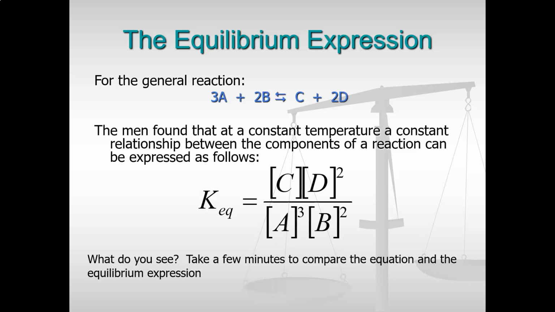If you want, pause; there should be four different things that you pick up on. So pause and see if you can come up with them. Hopefully you noticed a few things. The reactants go into the denominator, the products go into the numerator. These brackets, what do these brackets mean? Do you remember? These brackets stand for concentration. So the components' concentrations are what go into the equilibrium expression. We're going to multiply the components by each other, and we're going to raise their concentrations to whatever the coefficient from the balanced equation is. So four ideas: reactants on bottom, products on top, concentrations of those things multiplied and raised to the power of their coefficients.